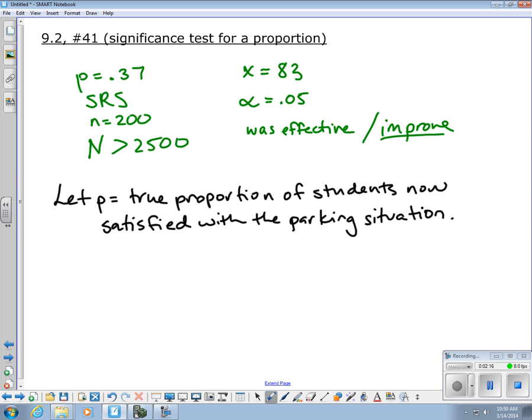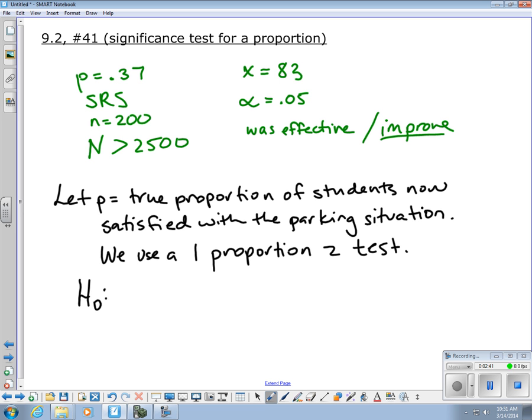Because this is a significance test for a proportion, we use a one proportion z test. Be careful not to abbreviate that when you're showing your work. You don't want to say one prop z test, even though that's what we do on the calculator, because calculator speak is not formal statistical language.